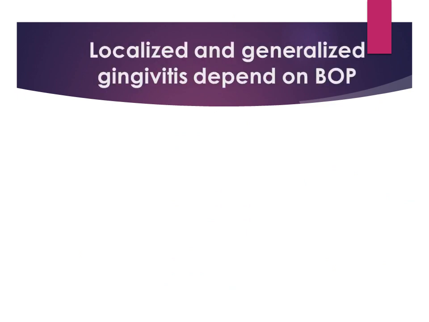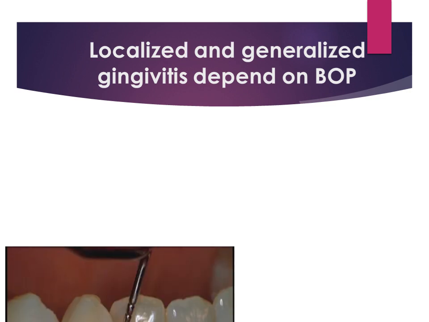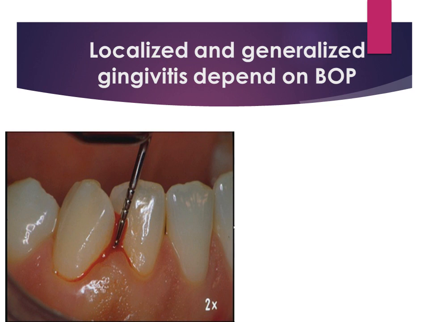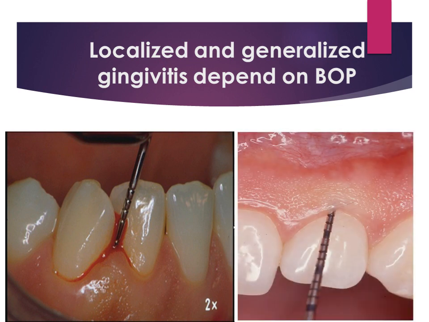Gingival inflammation on the gingival tissue is called gingivitis. Gingivitis can be divided into localized and generalized based on bleeding on probing percentage, and we previously discussed the meaning of bleeding on probing percentage. We pass the probe inside the gingival sulcus gently with a controlled force and wait. If there is bleeding, give it score 1, or if there is no bleeding, give it score 0.